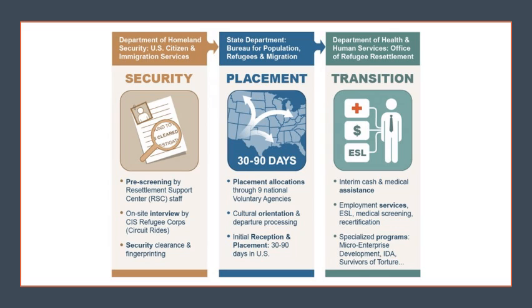As you can see here, there's a chart that shows the process that the refugees have to go through. The first is security, and they have screening and interviews and clearances and fingerprinting, which happens by the Department of Homeland Security. And then the second part is placement, which happens by the State Department, the Bureau of Population, Refugees, and Migration, and it takes 30 to 90 days to figure out where they're going to place the refugees and getting them actually there. The third step is the transition step, and it happens with the Department of Health and Human Services, and this is where they give them the cash and medical assistance and employment services so that they can be productive members of society and have a smooth transition here.